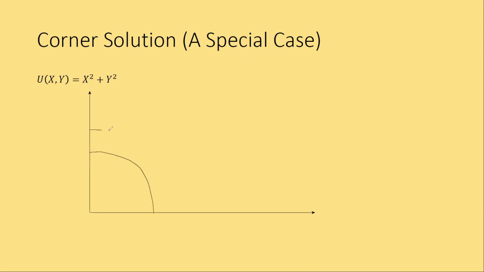The indifference curves in this case are something like this. They are downward sloping because the marginal utilities are both positive, but instead of being bowed in towards the origin, they are bowed out away from the origin. Now let's suppose we have a budget constraint that looks like this, and I'm drawing it specifically to be tangent at the second indifference curve.